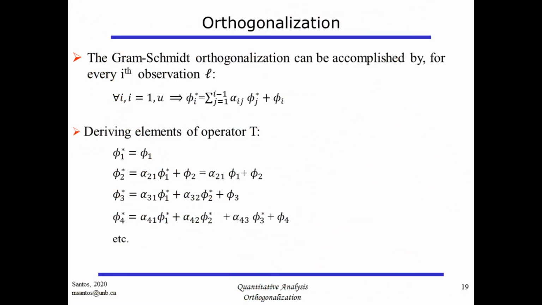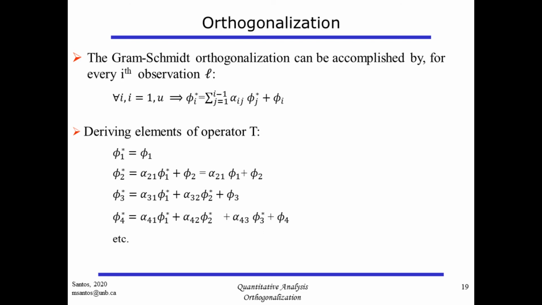The Gram-Schmidt orthogonalization can be accomplished by, for every ith observation L, writing down a generalized polynomial in which the ith element, phi star, is going to be the summation from 1 to I minus 1, where I corresponds to the number of unknowns, of the coefficient alpha sub ij multiplied by the base function phi star j, where star represents the orthogonalized base function, plus the original base function phi sub I.